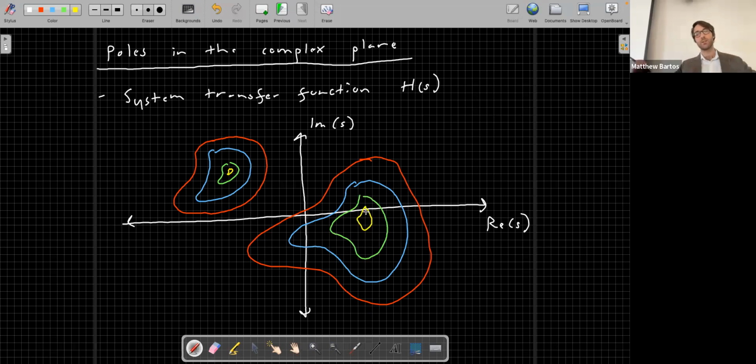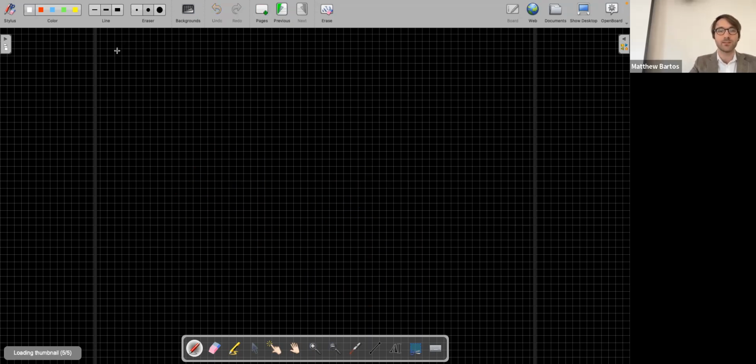Okay, so we have that our transfer function is some function in a 2D plane, in the complex plane. So what do the poles and the zeros of the transfer function look like in this plane? Let's ask, what do the poles and zeros look like?